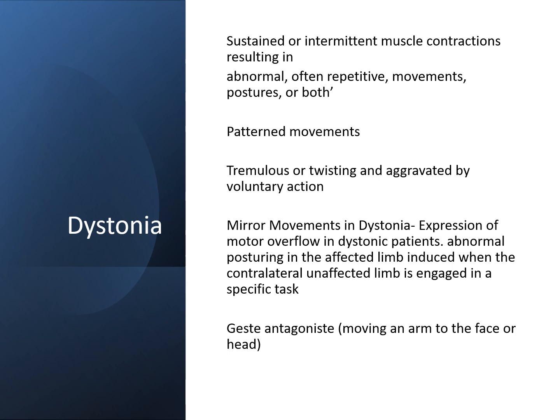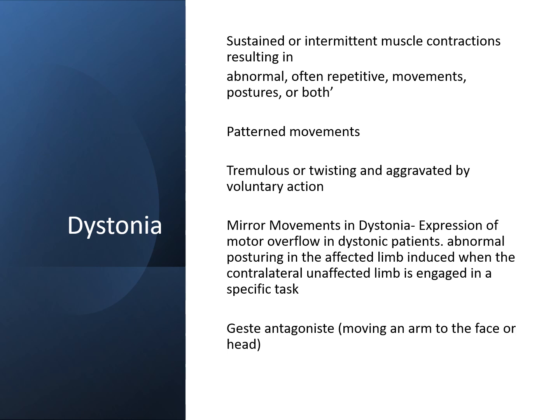Another abnormal muscle tone phenomenon is dystonia. Dystonia is sustained or intermittent muscle contractions resulting in abnormal, often repetitive movements, postures, or both. Often they are patterned movements. They will have a tremulous or twisting nature, and normally they get aggravated with voluntary action.